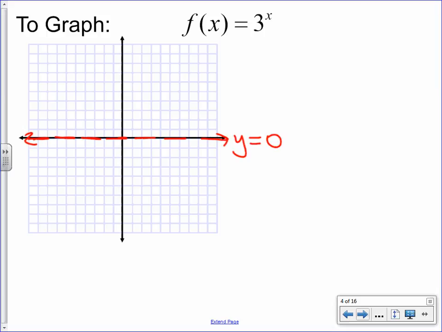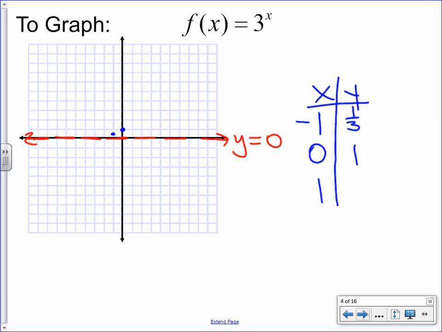Okay. I want you to pick 3 values: -1, 0, 1. What do you get when you plug in -1? Thank you. So we have the point -1, 1/3. What about when we plug in 0? 1. And what about when we plug in 1? 3.